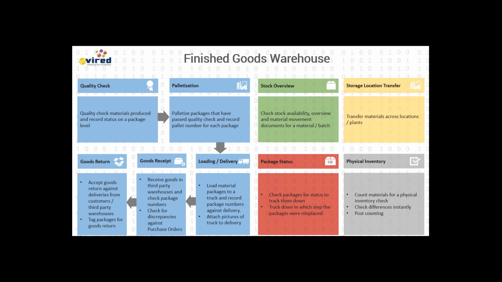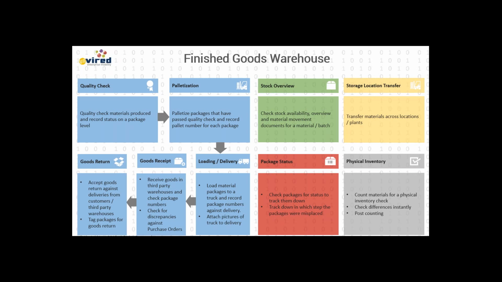Next, goods receipt and goods return. This solution is also applicable for third-party warehouses. If goods are being delivered to a third-party warehouse, you can receive the goods with the help of a mobile application and scan the packages that are coming in. Once you scan them, you can check that against a purchase order and get the discrepancy immediately between the delivery and the goods that are received. So immediately you can track down the packages and ensure that no packages are lost.